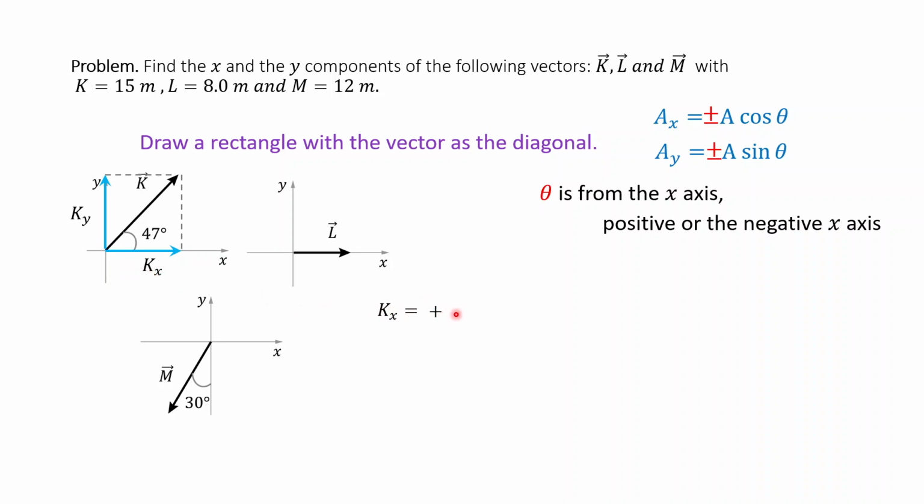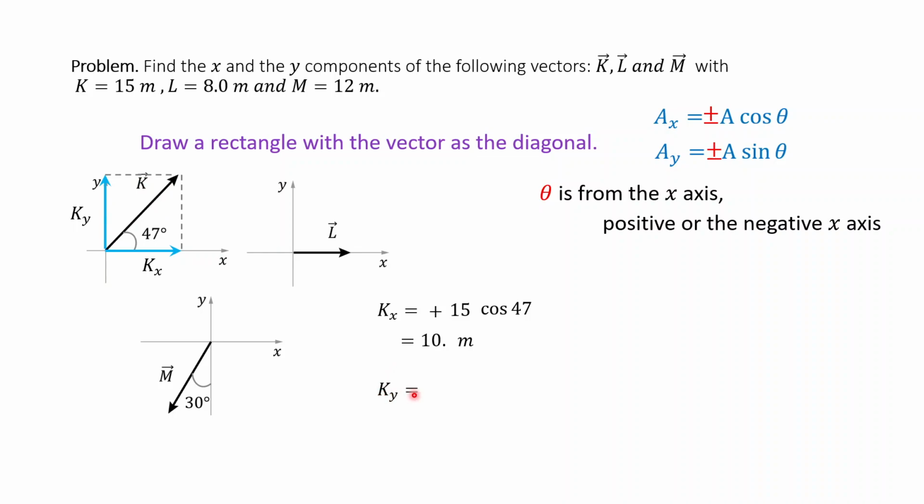Now put the magnitude. The magnitude of this vector is 15 meter. You put the 15. Now cosine theta. Cosine this angle. So this angle is from the x-axis. Now find cosine 47 and multiply with 15 and round to the correct number of significant figures, you will get this. Now you can put the unit meter. So this is the x component of this vector.